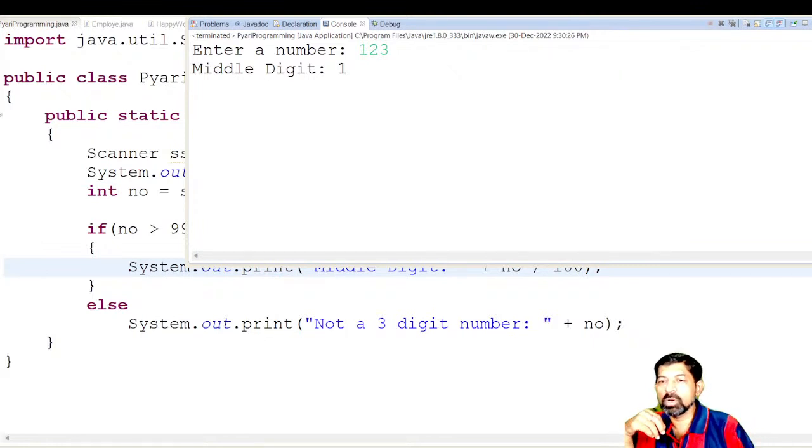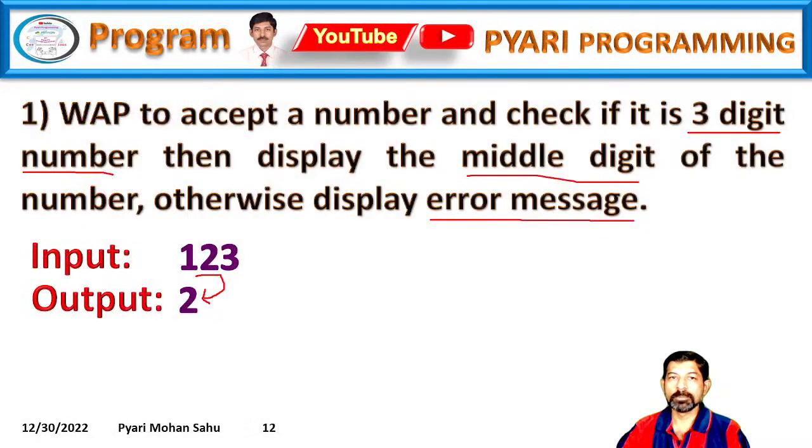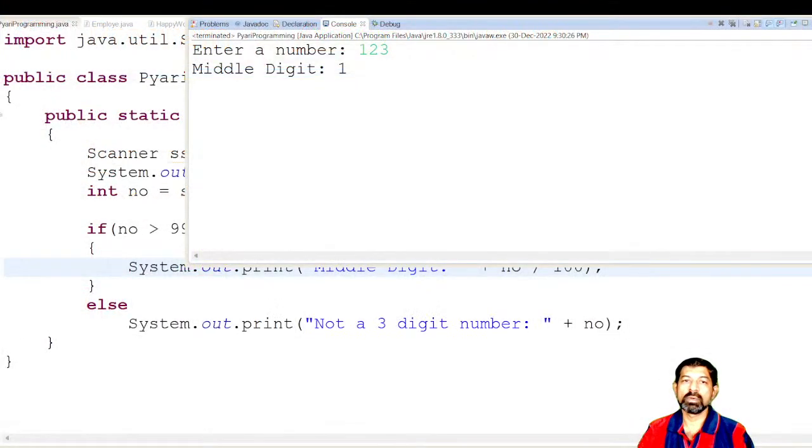But I have shown you your logic is not working. No divided by 100. Look at this. It is displaying the middle digit as 1. If it is a 3-digit number, then display the middle digit of the number, otherwise display an error message. Yes, any other logic from your side?